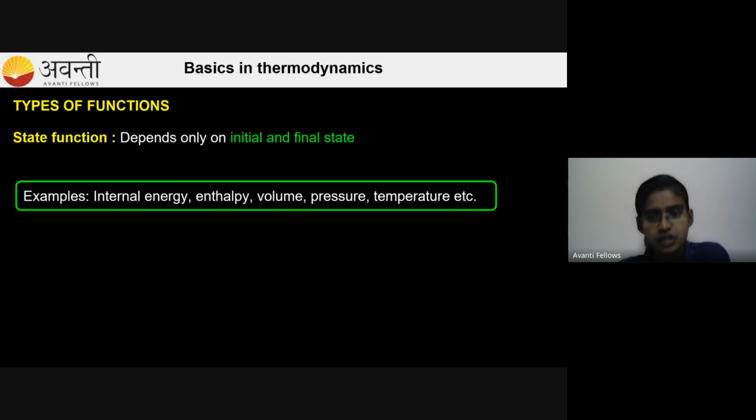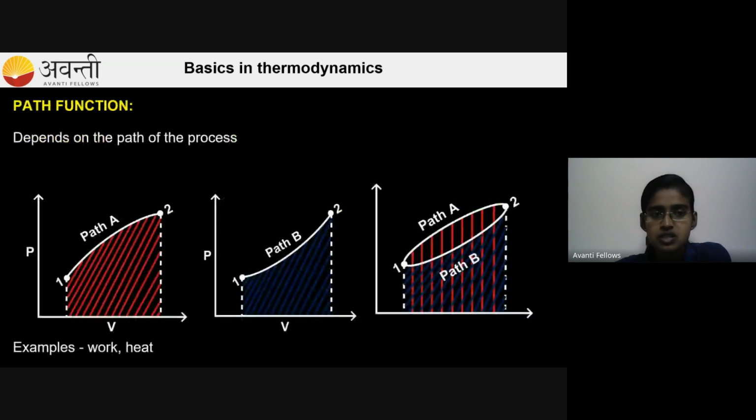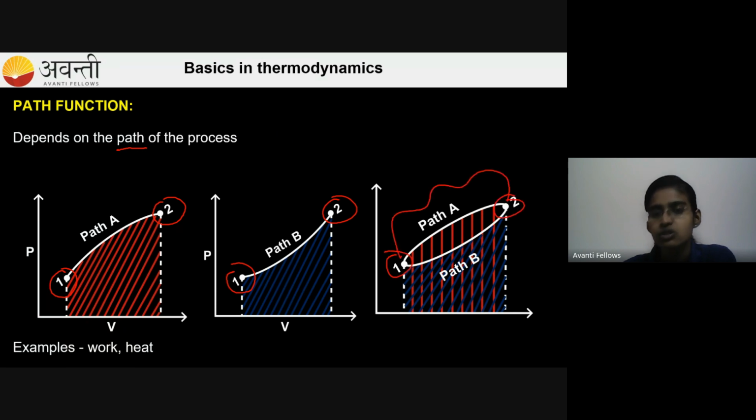Coming to the path function, it depends on the path of the process. Path function depends on the path in which the reaction is occurring. So if I want to go from 1 to 2, I can use path A or path B, or I can go like this also. I can take any of these two paths or create some third path also. So all the values coming in between point 1 and 2 depend on the path.